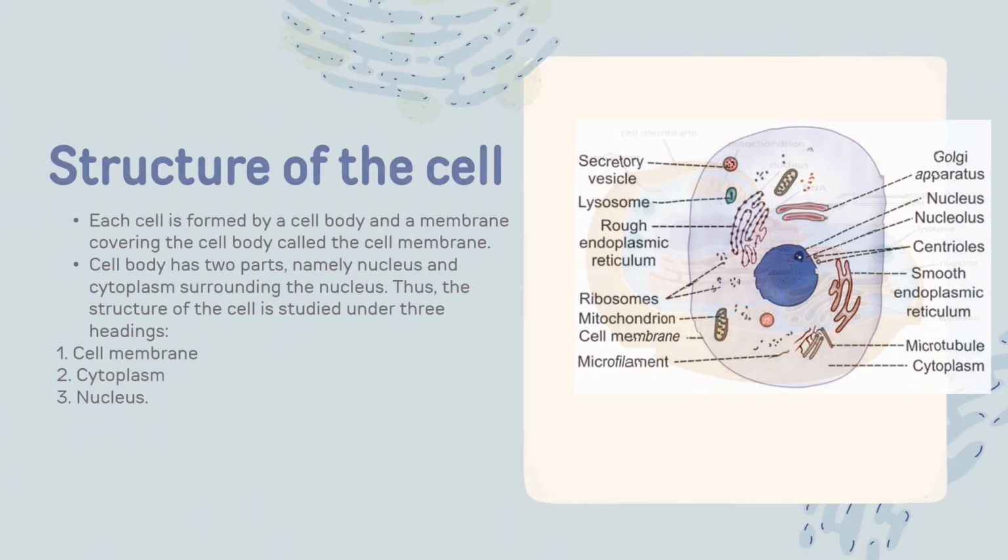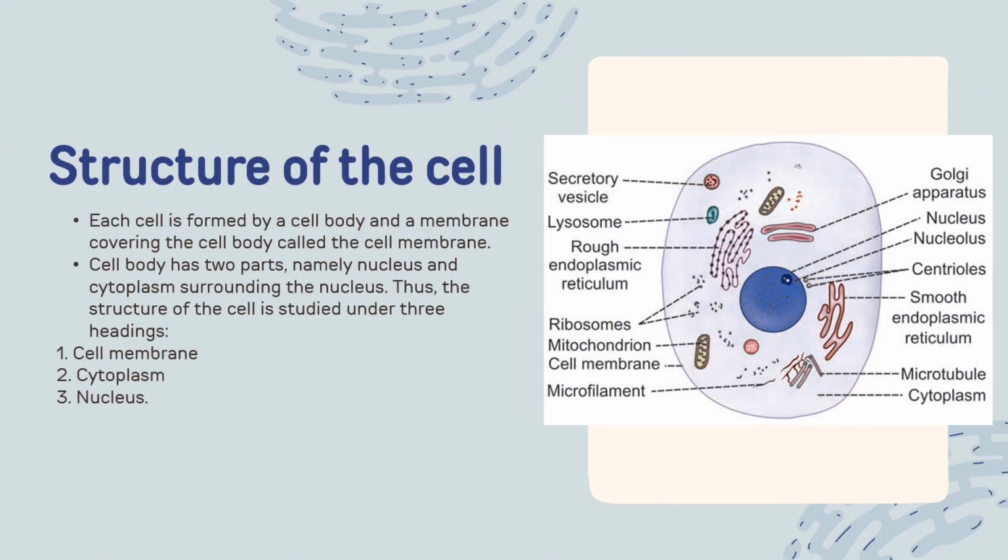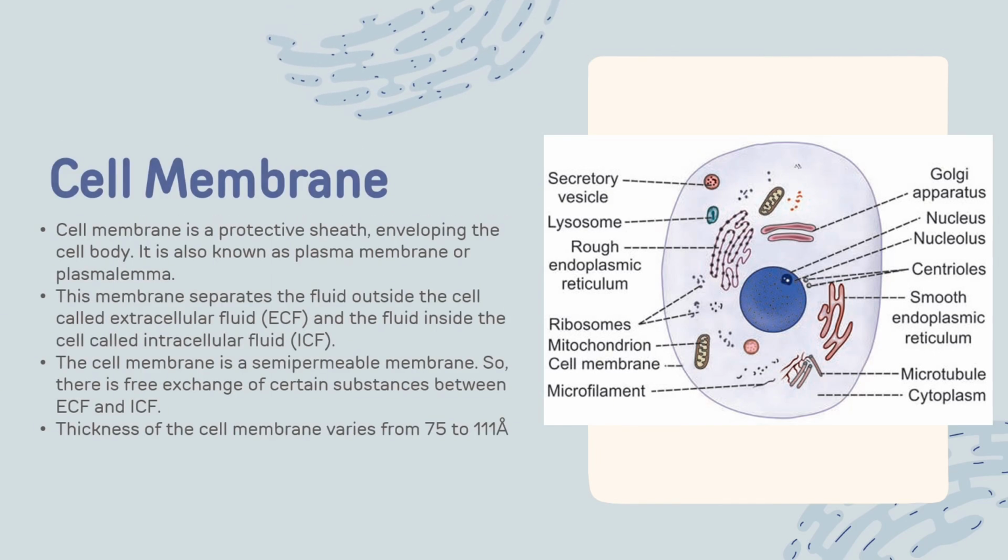So now the structure of a cell. Each cell comprises three things. Number one is cell membrane, number two cytoplasm, number three nucleus. The cell membrane acts as a protective sheath enveloping the cell body. It separates the fluid inside the cell from the fluid outside. It is semi-permeable, meaning only certain things like oxygen and nutrients can enter, while waste like carbon dioxide is expelled. Thickness of the cell membrane varies from 75 to 111 angstrom.